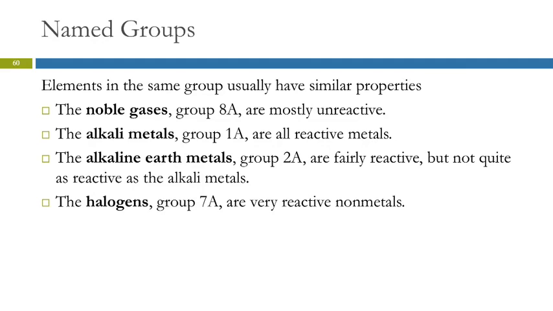4 of the groups have names that you need to know. The noble gases. If I ask you for a noble gas in period 2, you should be able to find that on the periodic table. That would be neon. The noble gases are the elements in group 8A. They are very unreactive. Some of them do not form any compounds that we know of. The alkali metals are on the other side of the periodic table, group 1A. These are very reactive metals.